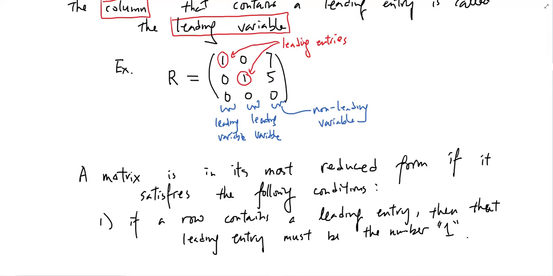Now, think about it. How could a row contain no leading entries? Simple. If it's all zero. If it's all zero, it contains no leading entries. So therefore, barring any row becoming zero, you should have the same number of leading entries as the number of rows in your matrix. Like this example right here, if you look at the matrix R, notice the matrix R has 3 rows, but then the third row becomes all zero and therefore leaves you with 2 leading entries.